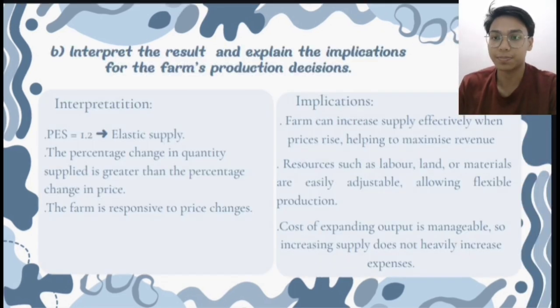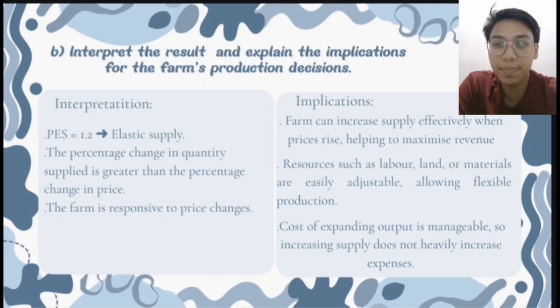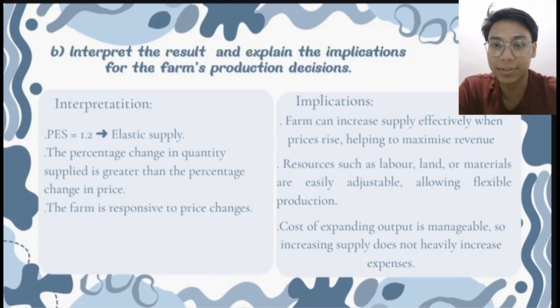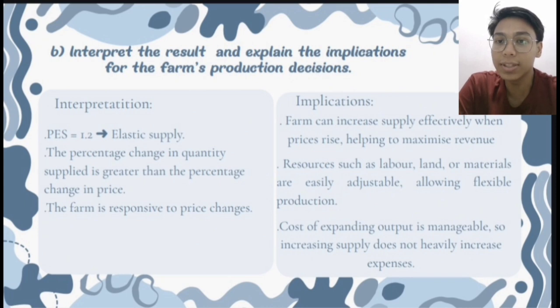Interpret the result. The price elasticity of supply, PES, is 1.2, which indicates that the supply of Musang King durian is elastic. This means that the percentage change in quantity supplied is greater than the percentage change in price. When the price increased from RM45 to RM60 per kg, the farm was able to increase its supply significantly from 500 kg to 700 kg.